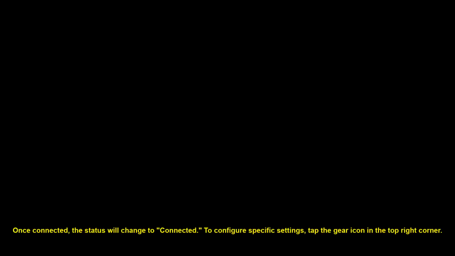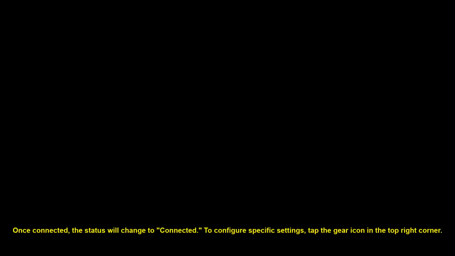Tap on the Countries tab at the bottom of the screen. Scroll through the list to find the country you want to connect to for streaming. Select the country to initiate the connection. Once connected, the status will change to connected.